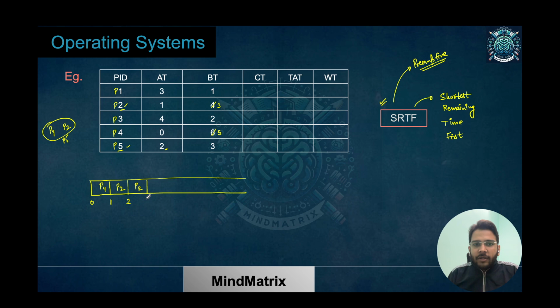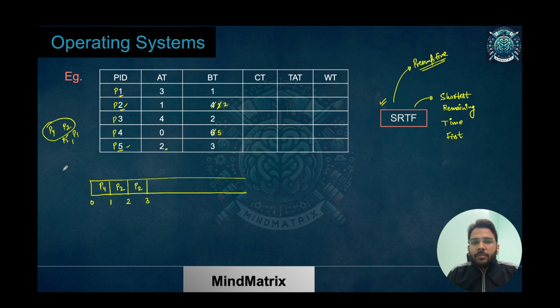So for 1 more unit of time I will be executing it, 2 plus 1, it is going to be 3. And we can make it 2. Clear? Now, at 3 units of time, P1 has also arrived in the ready queue. So P1 is also there.